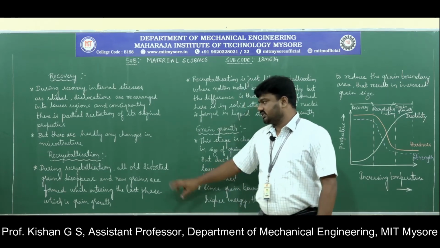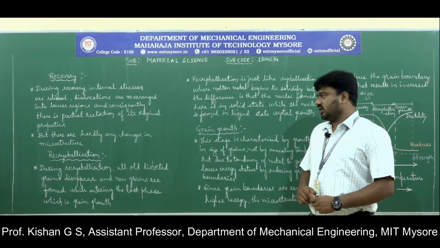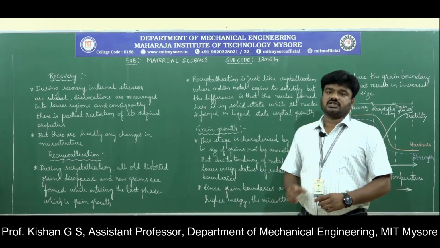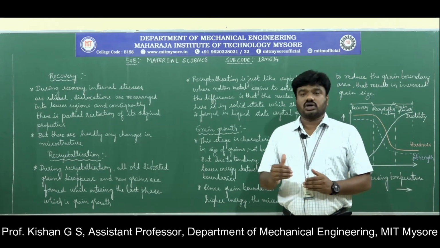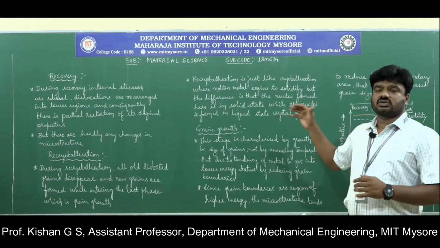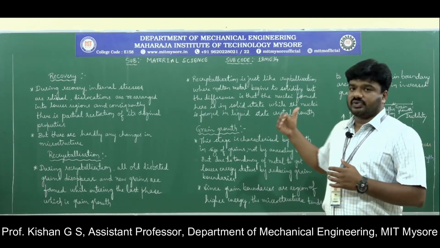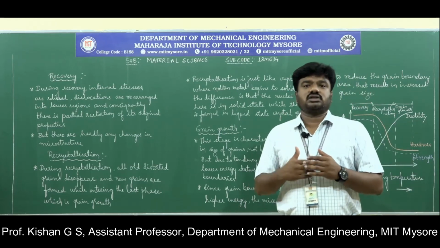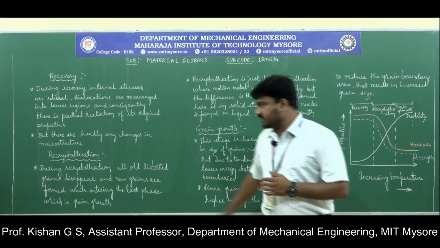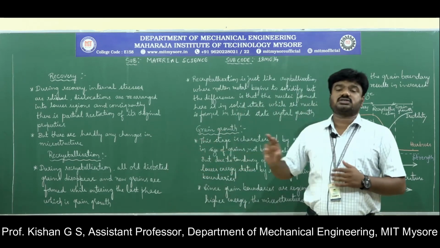So during recrystallization, all old distorted grains disappear and new grains are formed while entering the last phase, which is called grain growth. Don't confuse grain growth with crystal growth. Crystal growth is due to the crystallization process, whereas grain growth basically deals with the increase in the size of the grain or in the grain boundaries. So in recrystallization, all old distorted grains disappear.